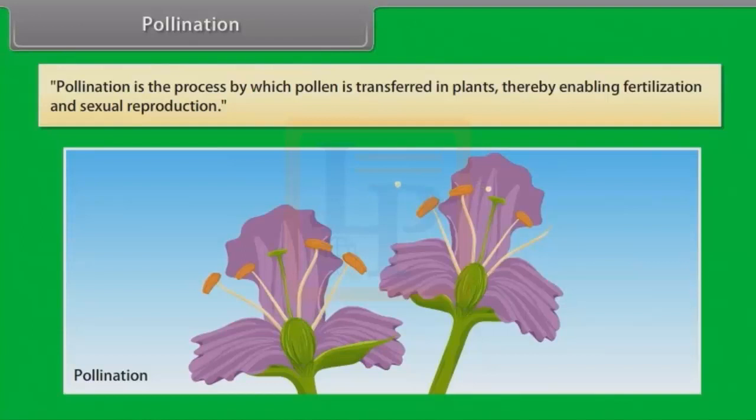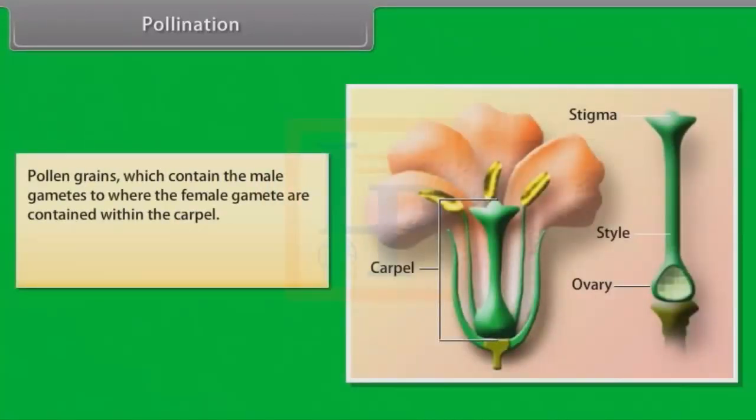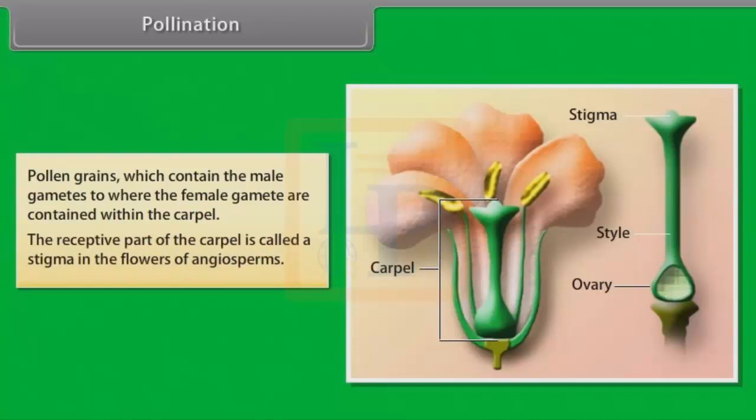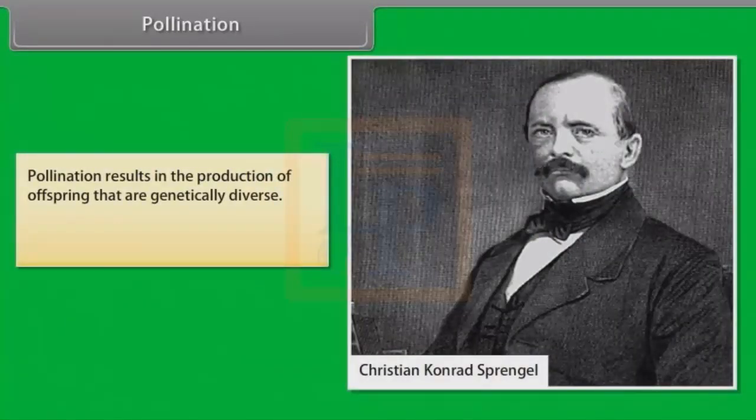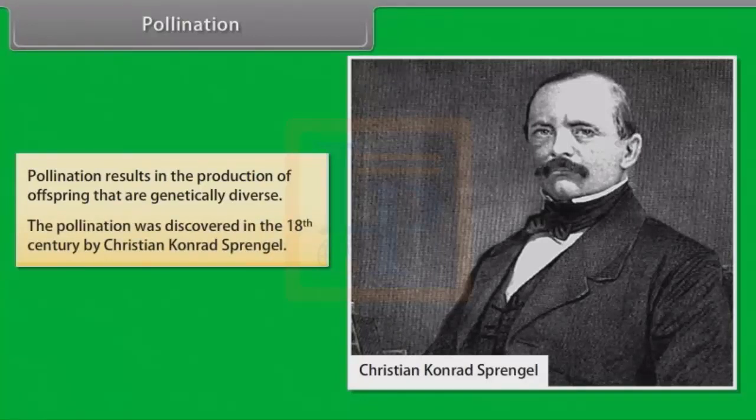Pollination. Pollination is the process by which pollen is transferred in plants, thereby enabling fertilization and sexual reproduction. Pollen grains, which contain the male gametes, are transferred to where the female gamete is contained within the carpel. The receptive part of the carpel is called a stigma in the flowers of angiosperms. Pollination results in the production of offspring that are genetically diverse. Pollination was discovered in the 18th century by Christian Conrad Sprengel.